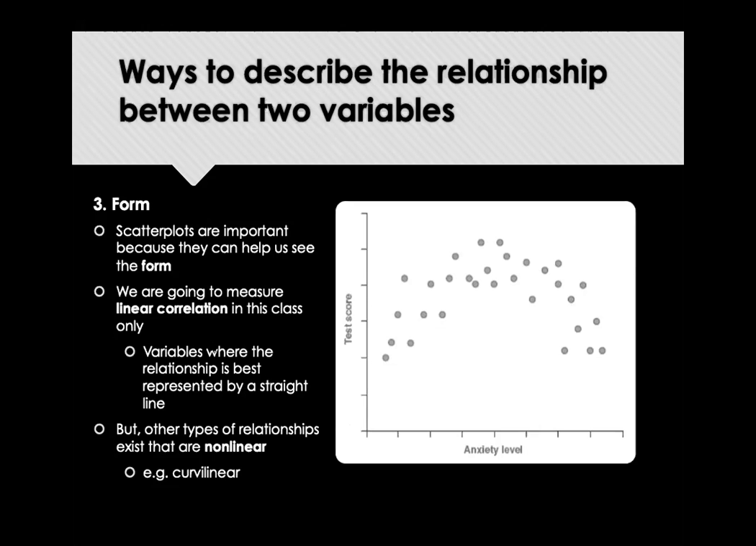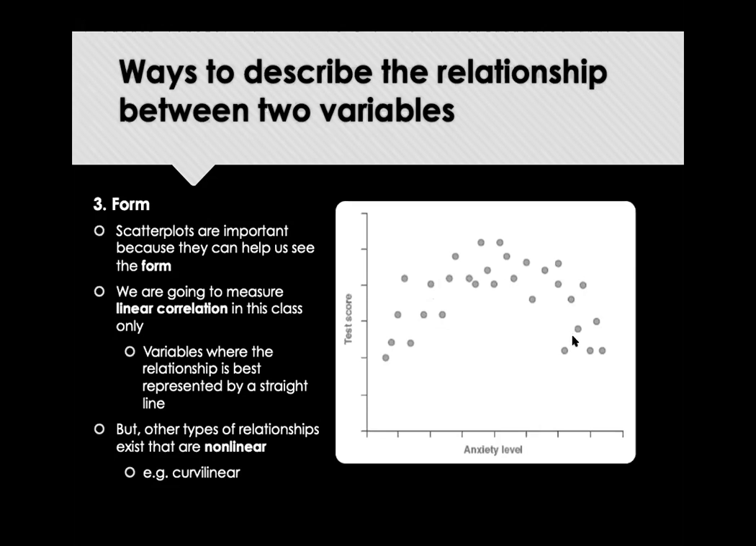And a linear relationship or correlation is one where the variables are best represented by a straight line. And there are other types of relationships, however, that are non-linear. And one example is a curvilinear relationship.